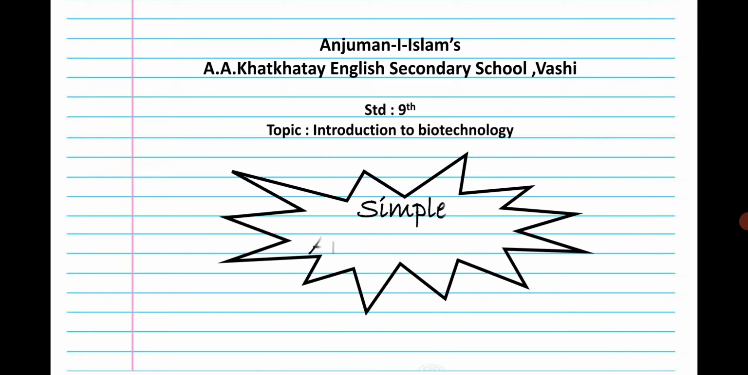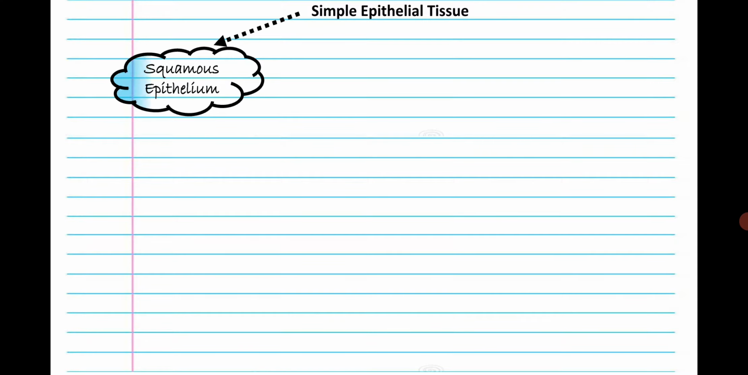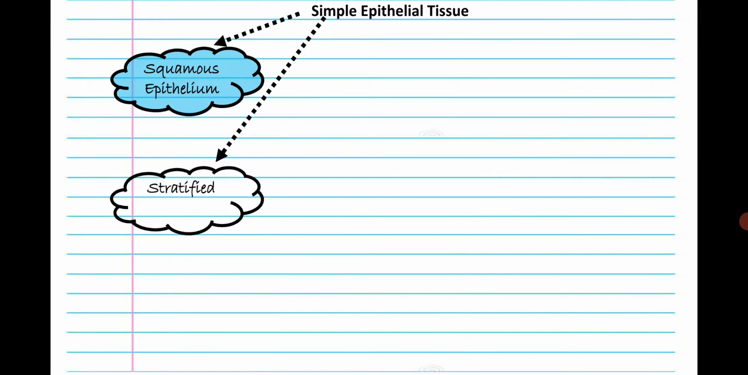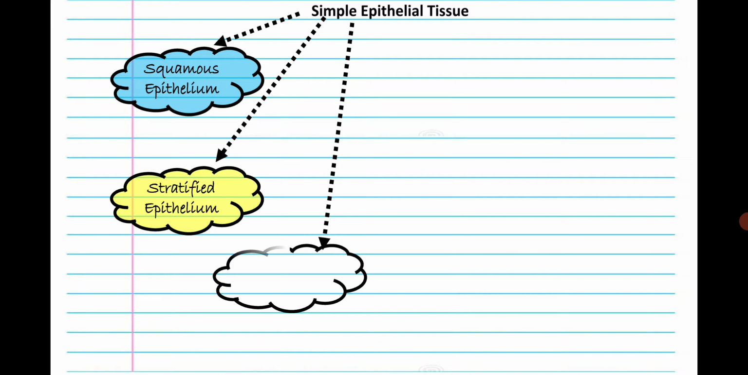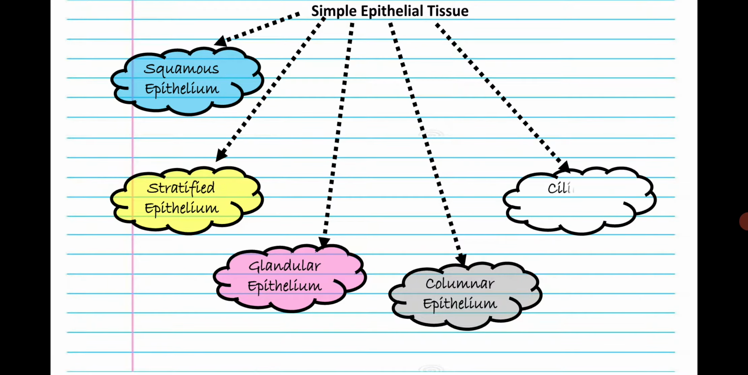Today we are going to learn chapter number 17 of standard 9th, Introduction to Biotechnology. In this chapter we are going to study about simple animal tissues. In this type of tissues we are going to discuss different types of simple epithelium tissue. Epithelium tissues are the simple tissues which are present in human beings as well as in animals. There are a total of 6 types of simple epithelium tissue.